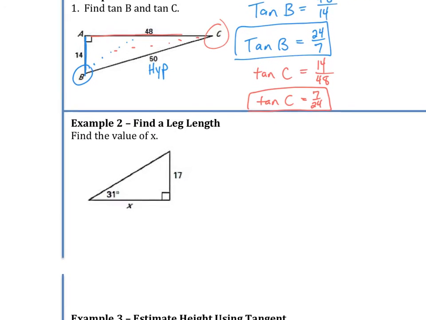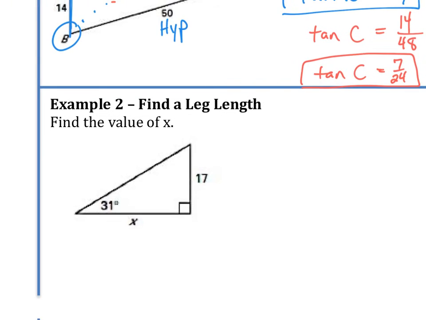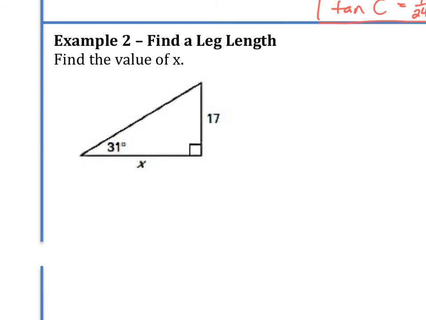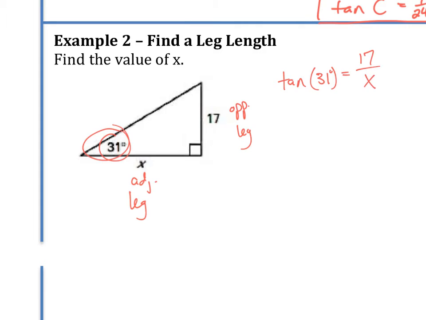Okay, now we can actually use the tangent to find missing sides. So if we're trying to find the value of x, notice we have 31 degrees. And from here, it's a right triangle. The opposite leg is 17, and the adjacent leg is x. So instead of calling this A or B now, this is 31 degrees. So we would say the tangent of 31 degrees is equal to the opposite over adjacent. So opposite over adjacent would be 17 over x.